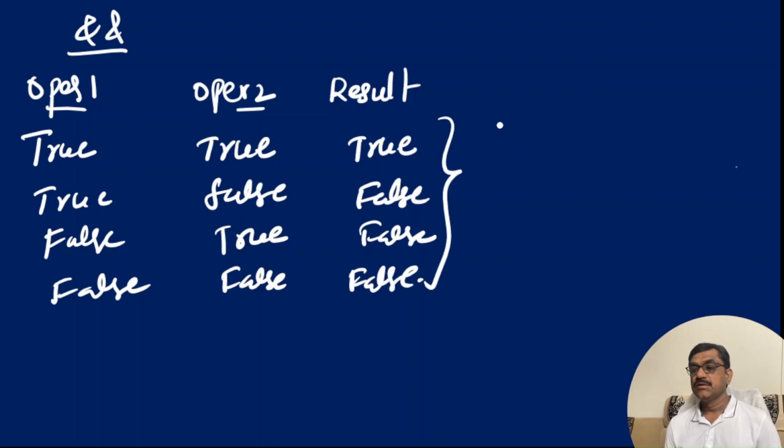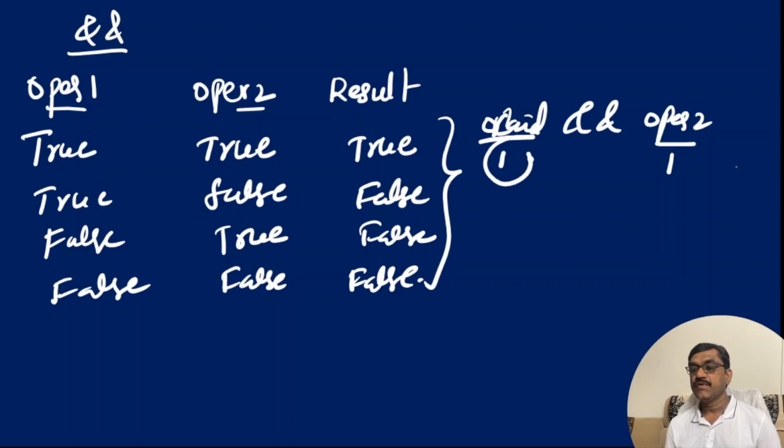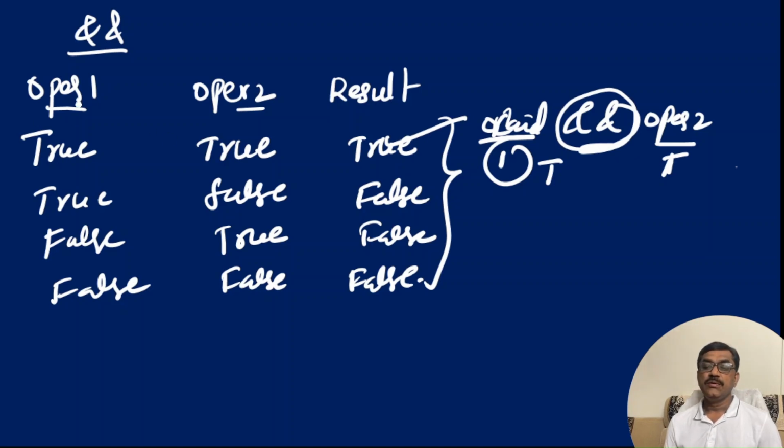So that means operand 1 is one condition and operand 2 is another condition. If the first condition is true and the second condition is true, then this logical AND gives again true. Please remember that operand 1 is one condition and operand 2 is another condition. We're taking two conditions, right? Those are acting as the operands.